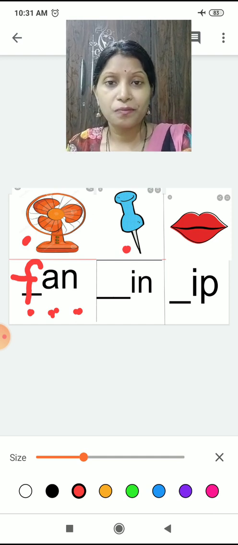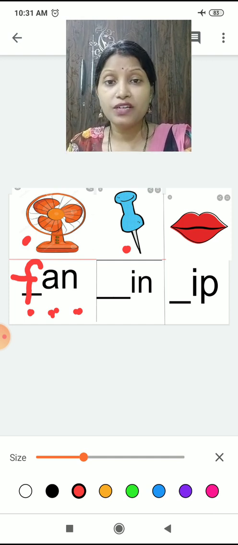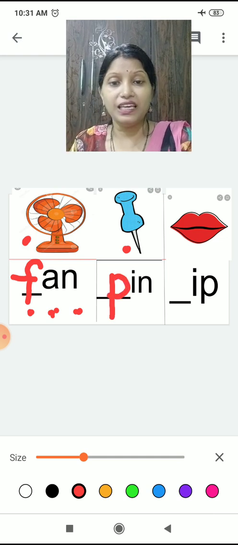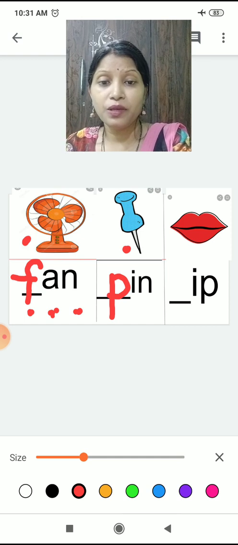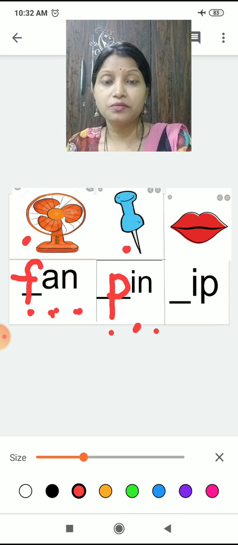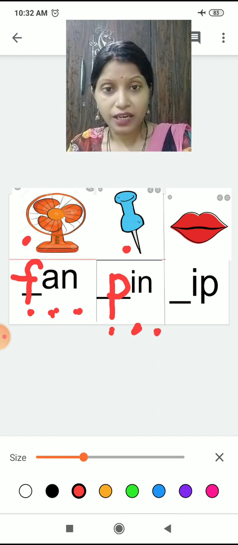Now next. What is it, children? Pin. P. So which alphabet has a sound of P? Yes, it is P. So we will write P over here. Now read with me. P I N. Pin. P I N. Pin.